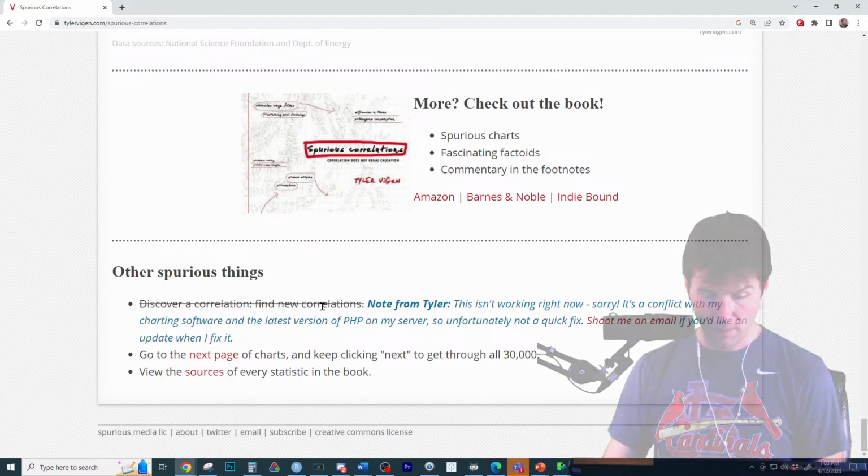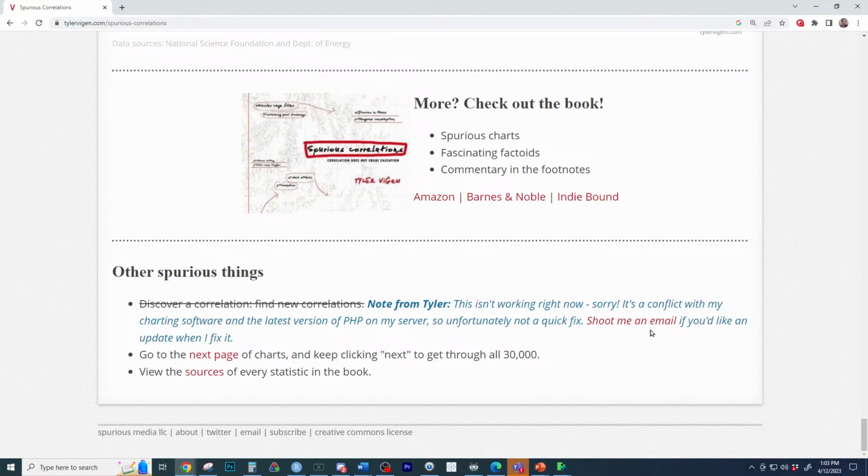Oh, this isn't working. Yeah. Oh, hey, there it is. He removed it. We used to have that. Yep, he finally took that link down.